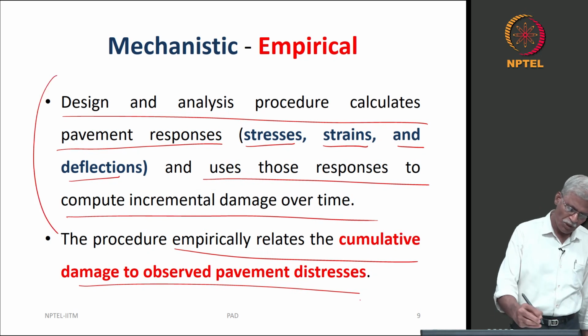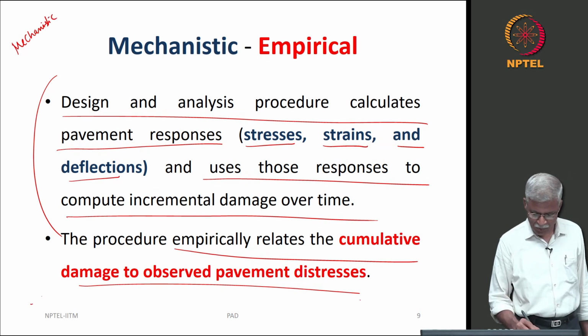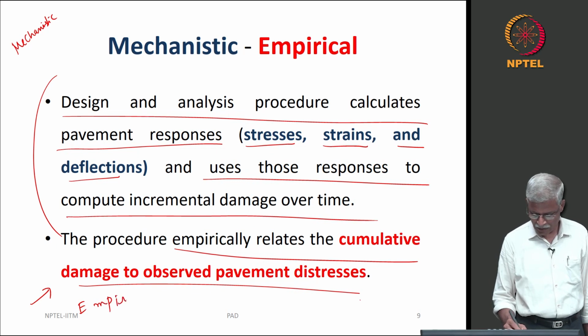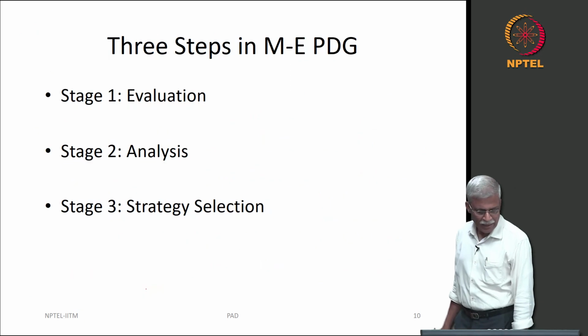So, this portion is mechanistic and this portion is empirical. Okay. I will explain this in detail here.